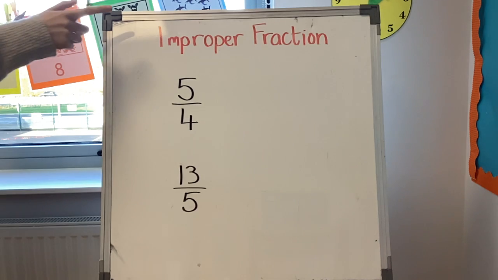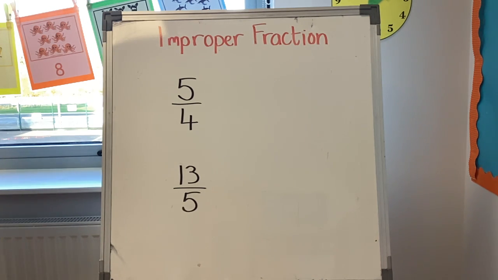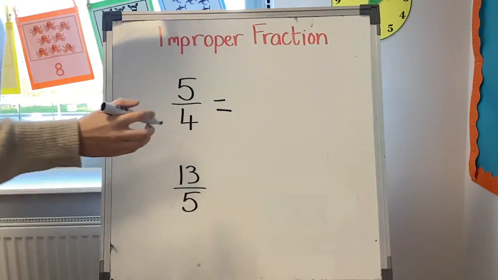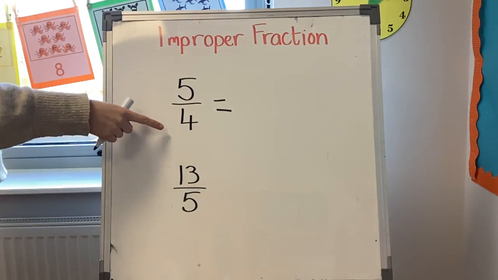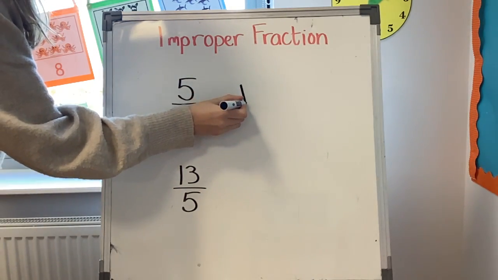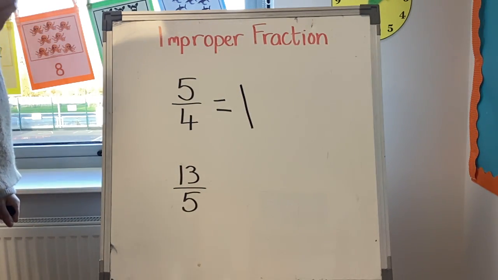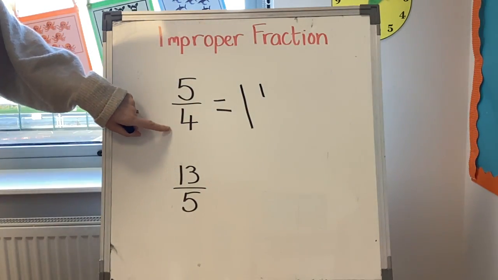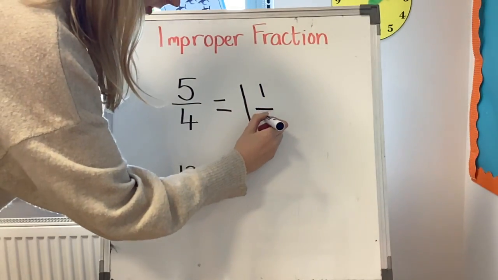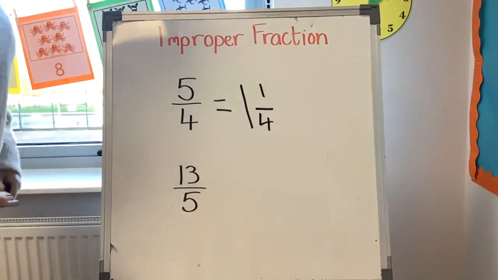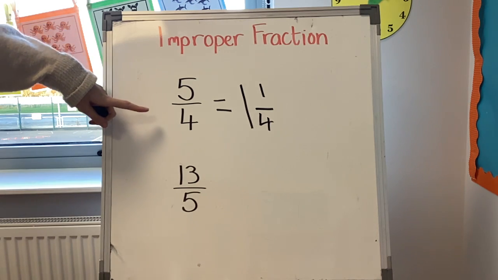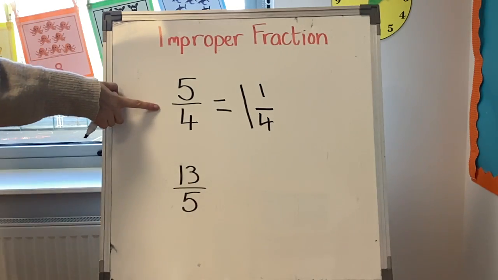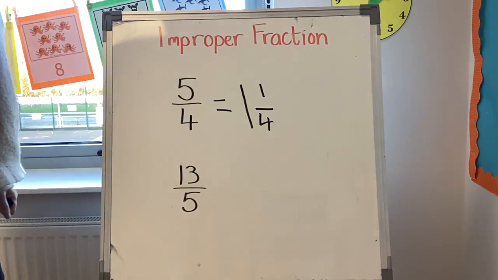To convert from an improper fraction to a mixed fraction, we use division. So for example, 5 divided by 4 is 1. And there's a remainder of 1. I'm going to put this remainder as the numerator, and we always keep the denominator the same. So 5/4 is the same as 1 and 1/4. This is the improper fraction, this is the mixed fraction.